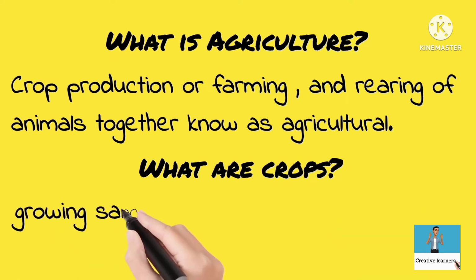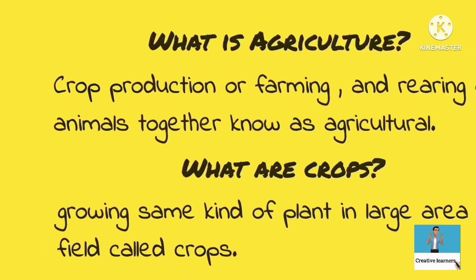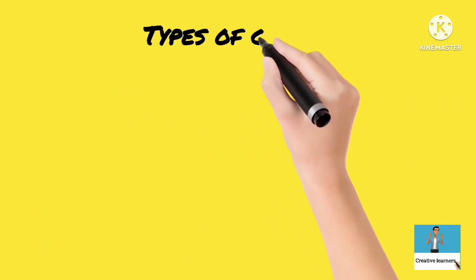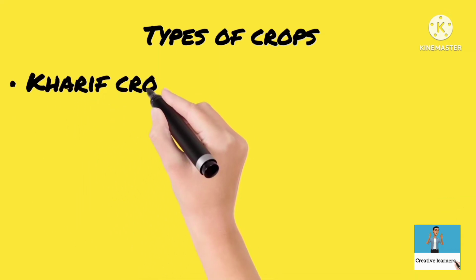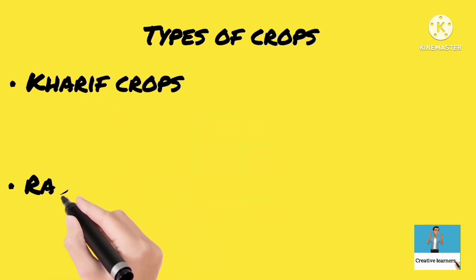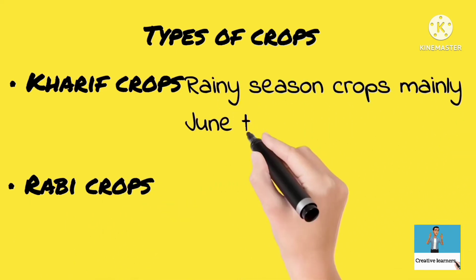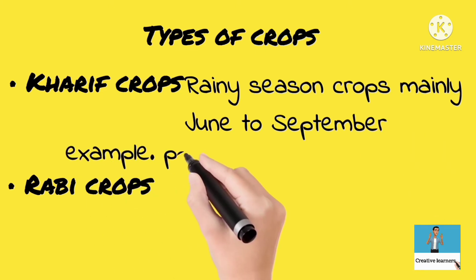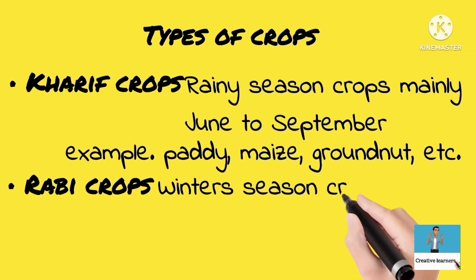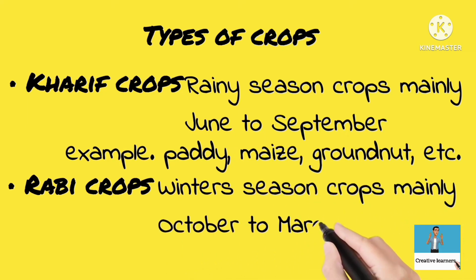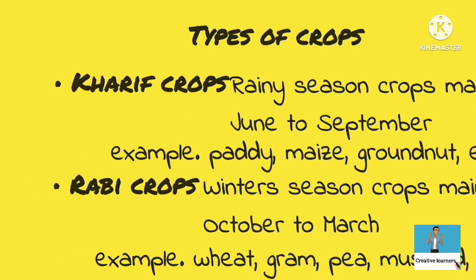And what are crops? Growing the same kind of plants in a large area or field is called crops. Types of crops. There are mainly two types of crops, Kharif crops and Rabi crops. Kharif crop is a rainy season crop, mainly grown between June to September. For example, paddy, maize, groundnuts, etc. And Rabi crops grow in winter, mainly between October to March. For example, wheat, gram, peas and many more.